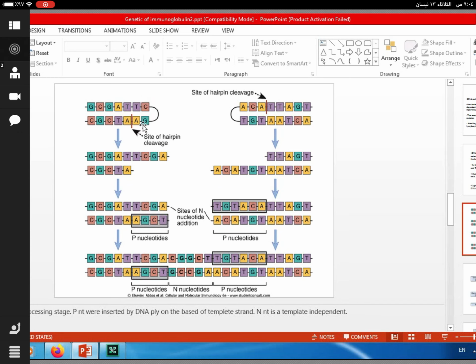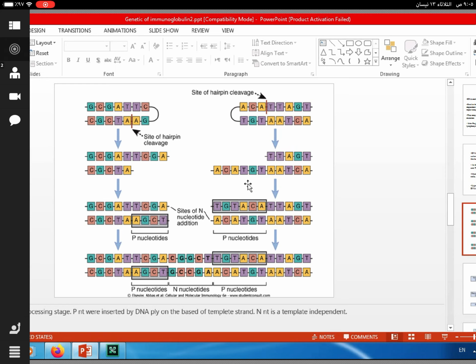Hairpin structure, V and J segment, this diagram of light chain. In heavy chain, you can see V, D, and J, but in light chain, only V and J. Hairpin structure. After cutting the DNA, hairpin structure is formed, and Artemis, after activating, opens the hairpin structure, and a sticky end is generated.